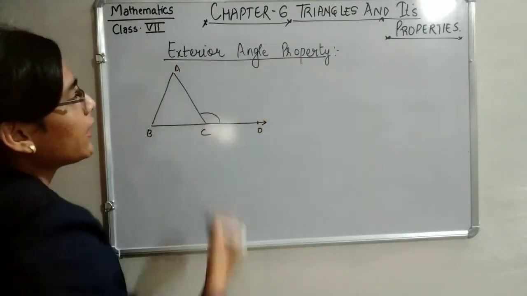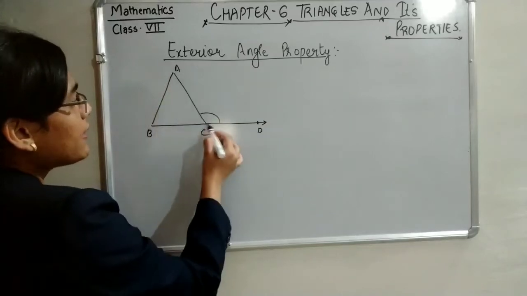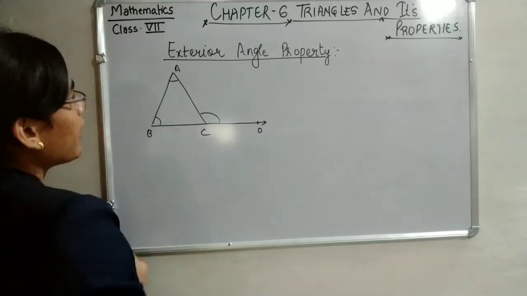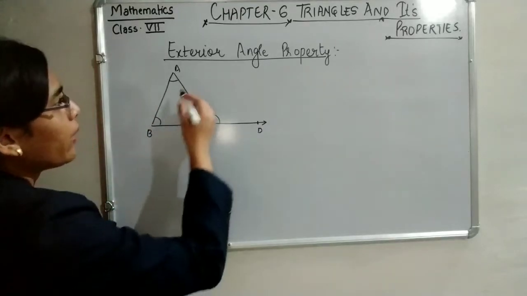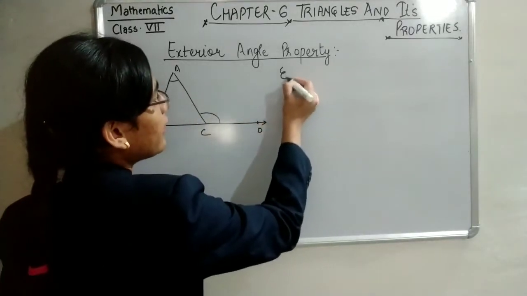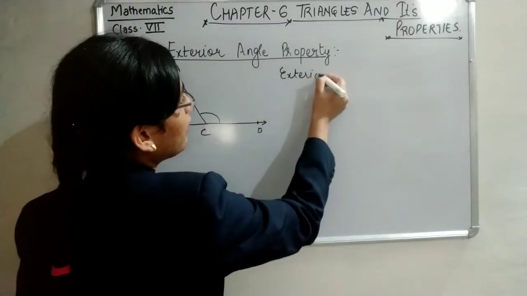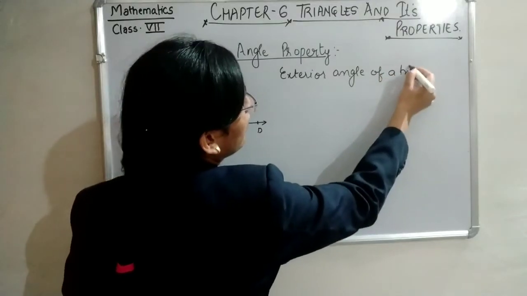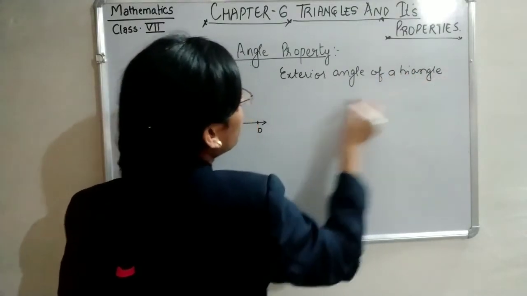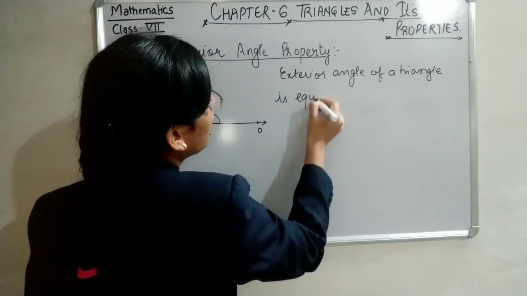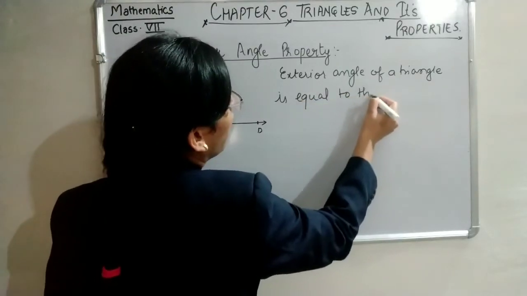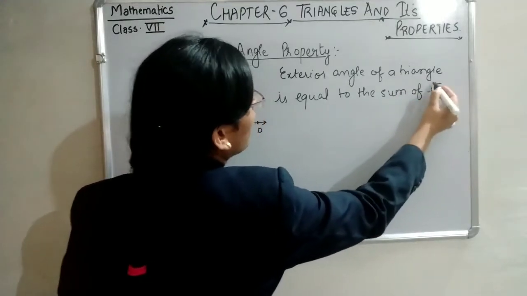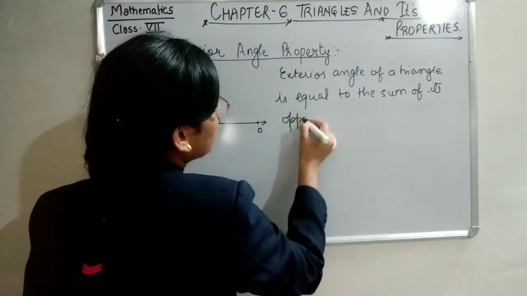Now this property states that this exterior angle ACD will be equal to the sum of its opposite interior angles, that are angle A and angle B. So exterior angle property states that the exterior angle of a triangle is equal to the sum of its opposite interior angles.